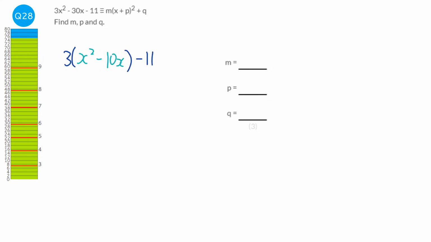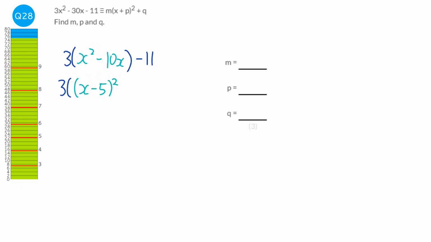Then we're going to complete the square with x squared minus 10x. So we're just going to copy in that 3 brackets. And how we do this is we create a bracket and we put the x at the start minus half of the coefficient of the x, so half of the 10 would be 5, close bracket, squared.